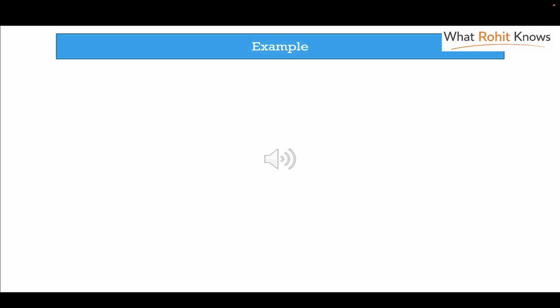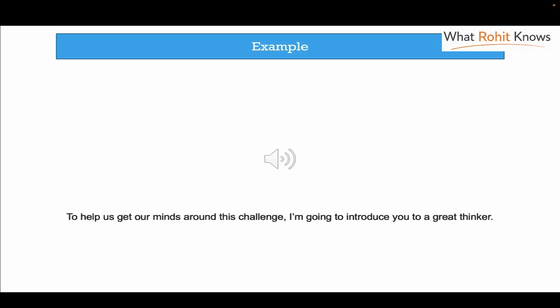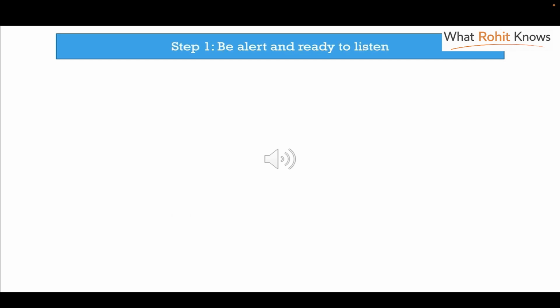Okay, so this sentence was: To help us get our minds around this challenge, I'm going to introduce you to a great thinker. I hope you have been able to repeat all these words and in exactly the same order. If yes, then wonderful. Let's now look at the steps one by one.